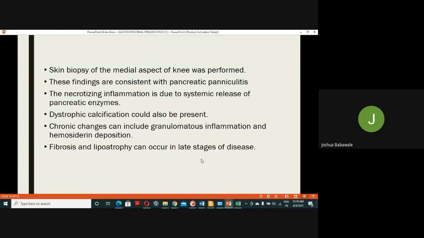Pancreatic panniculitis usually occurs in patients with pancreatitis, with necrotizing inflammation due to systemic release of pancreatic enzymes such as lipase, amylase, trypsin, and subsequent neutrophilic infiltration. Dystrophic calcification could also be seen in some cases. Chronic changes can be included, which are outsourced inflammation and hemosiderin deposition. Next.